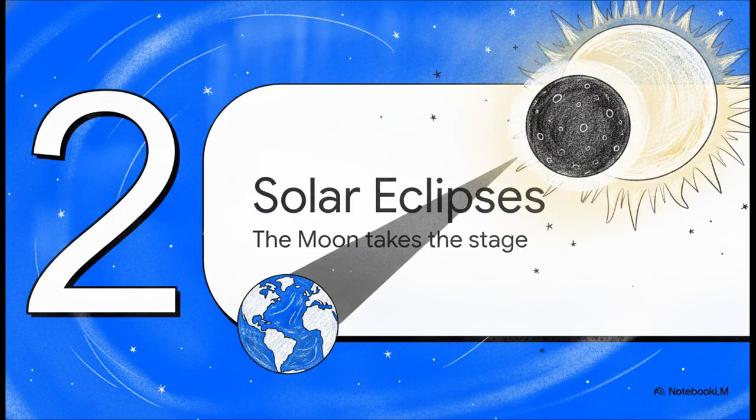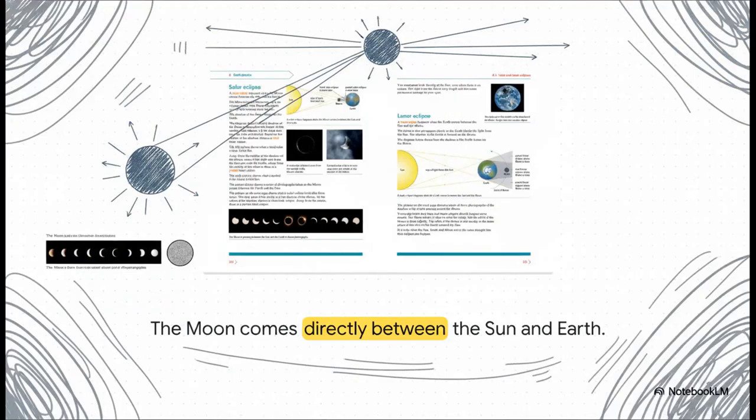Moving right along to Section 2. Unpacking solar eclipses, when the moon takes the stage. So what exactly is a solar eclipse? Well, it happens when the moon comes directly between the sun and the earth. And I really want you to think about this. This is the exact same physics as that airplane we were just talking about.